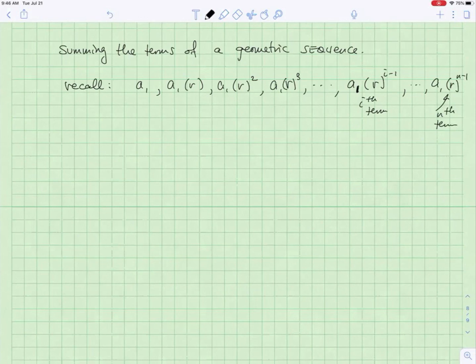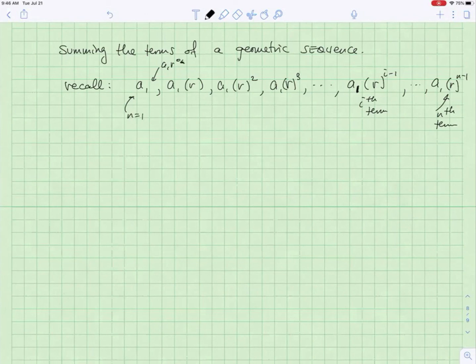Now note that the subscript i and n both have one subtracted from them in the formula because this actually starts at the 0 power. So this is the n equals 1 term, and it has the 0 power up there. So that's why all the exponents are off by 1 in the formula.